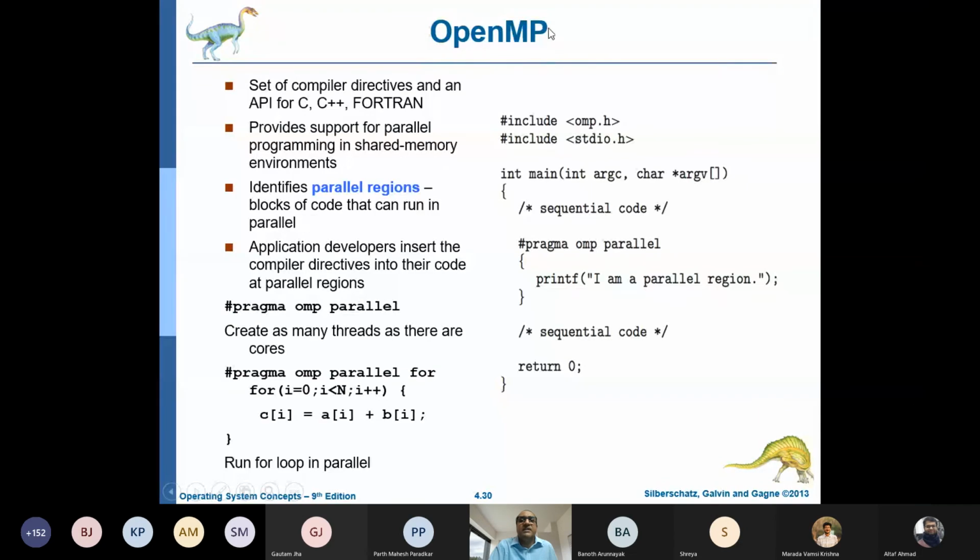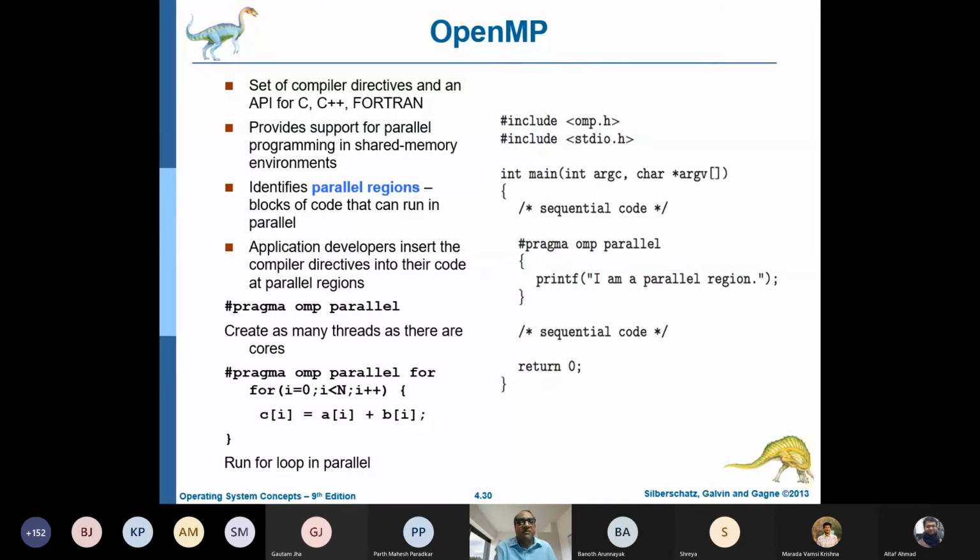There is another way of introducing implicit threading, which is OpenMP. It stands for Open Multi-Processing. Here the idea is that the system will identify the parallel regions in the code, known as blocks, and the application developer will introduce compiler directives for these regions.